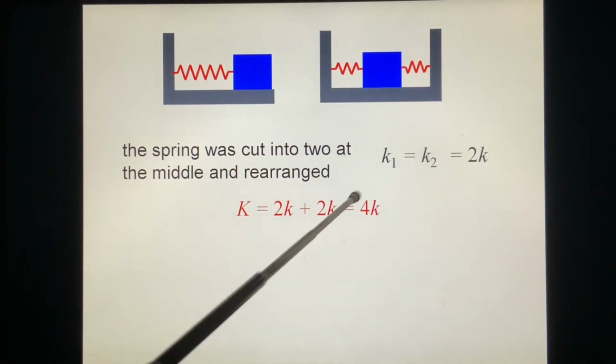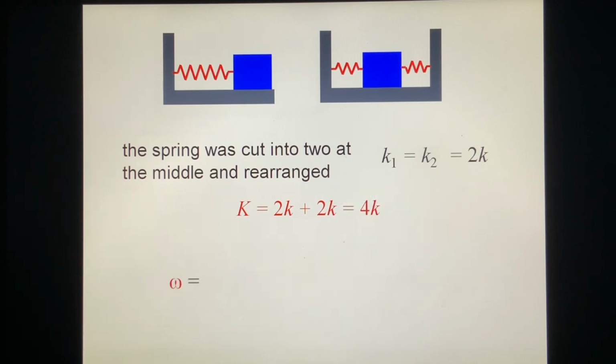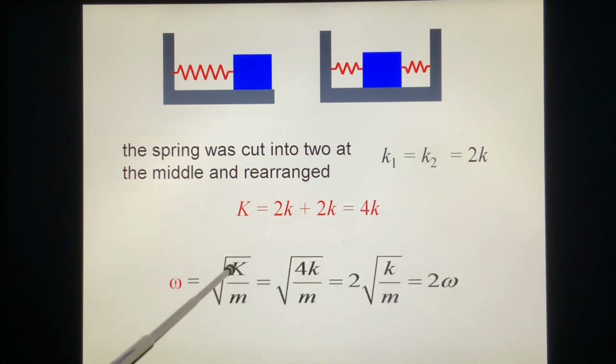All right, and on the other spring, you get another 2k. So altogether is 4k. And then omega equal to square root of 4k over m, which is 2 omega 0. Okay? 2 omega 0. Its angular frequency doubles.